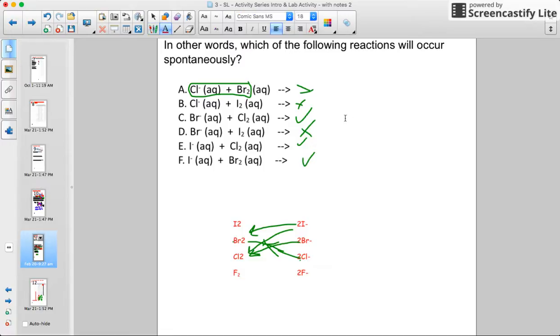If I want to write out what the products should be, it's going to look a lot like our metal single replacement reactions. I'm going to end up with 2 Cl- ions and Br2. So what was ion has now become element, and what was element has now become ion. So it works the same way for all of them. Down here, I would make Cl- and I2, and down here, I would make Br- and I2. Okay, and that's really all there is to it.